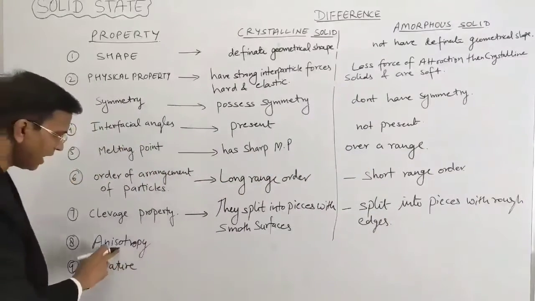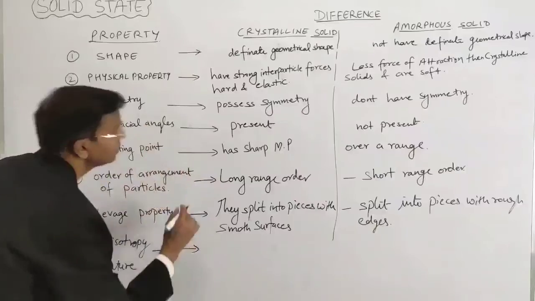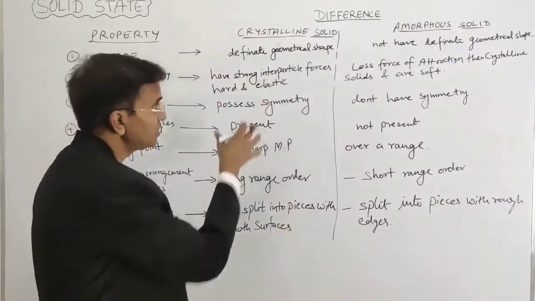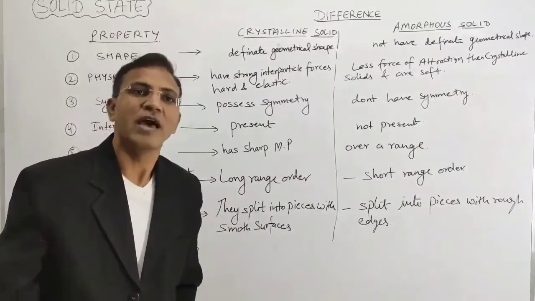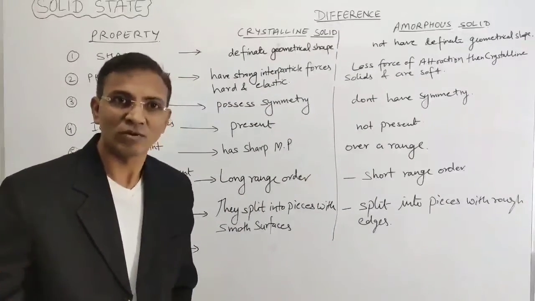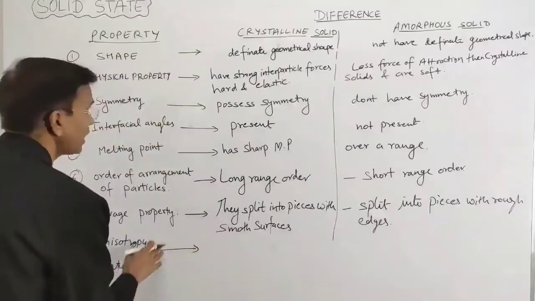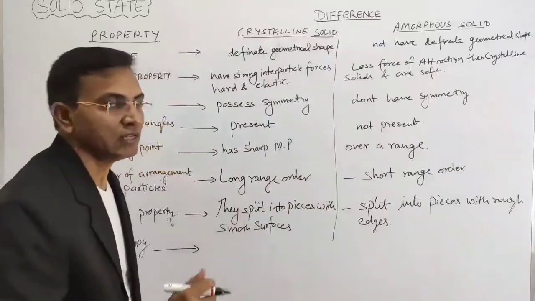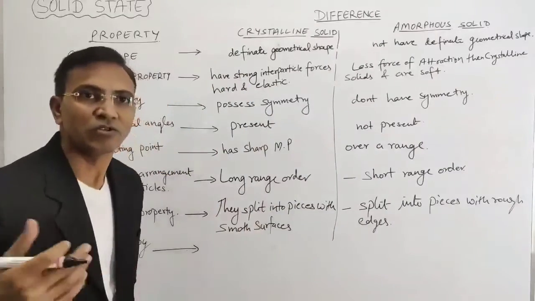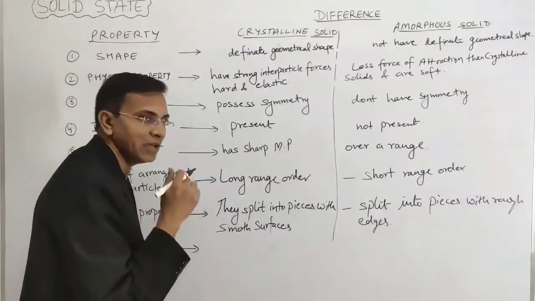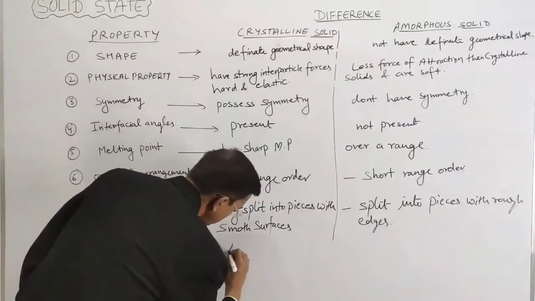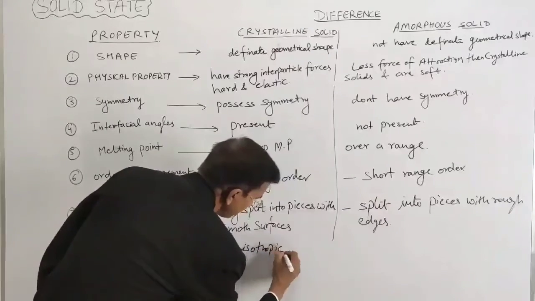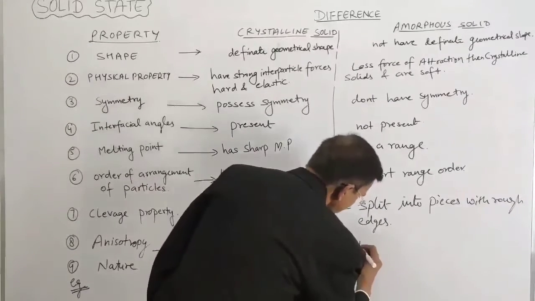Now the next is anisotropy. So actually, what is anisotropy? After this difference, we are going to move on to anisotropy. We will discuss that, right? Here, crystalline solids are anisotropic and amorphous are isotropic. After this difference, we are going to talk much more about anisotropy. So anisotropic, while it is isotropic.